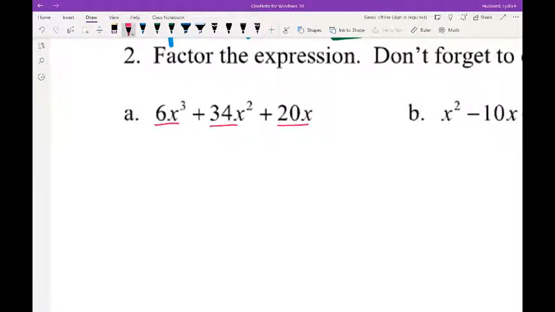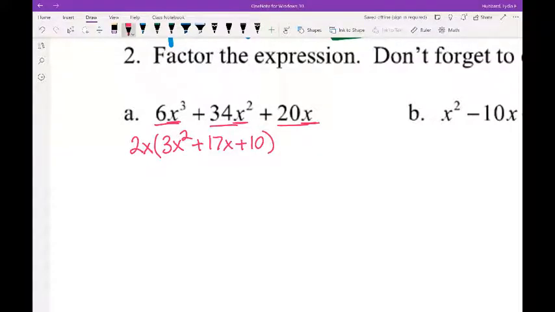Yeah, 6, 34, and 20 are all going to be divisible by 2. So I can take out a 2. And they also all have at least one x to the first attached to them, so I can also take out an x. So 6x to the third divided by 2x is going to leave us with 3x squared. 34x squared divided by 2x is going to leave us with 17x. And 20x divided by 2x will give us plus 10x. I'm sorry, plus just a regular 10, right? Because we pulled out that x.